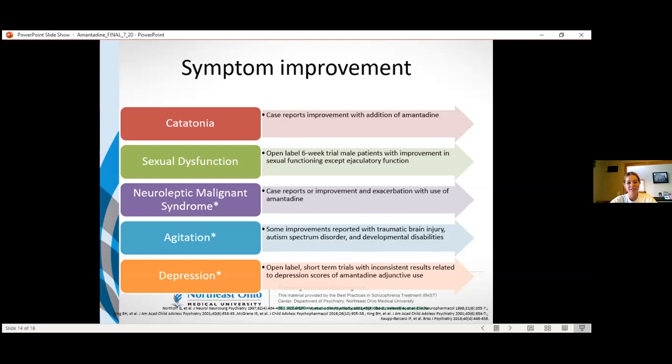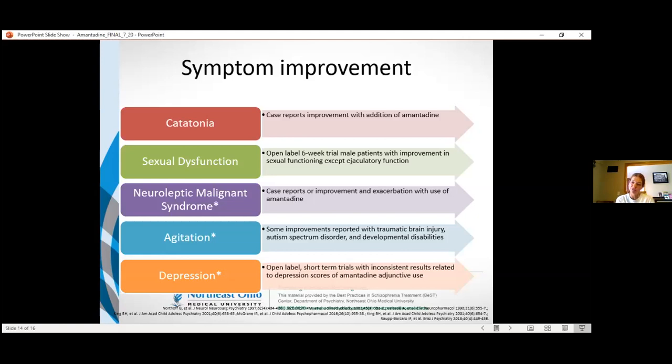The last 2 areas, so there's quite a bit of information out there looking at amantadine use with agitation. There's a lot of interest in the area of traumatic brain injury, the potential role that amantadine can play in neuroinflammation and potentially having long-term beneficial impacts for patients who have TBIs. One study was open label, one was a case series that looked at TBI patients who were administered amantadine. They did see improvement in their agitation symptoms.